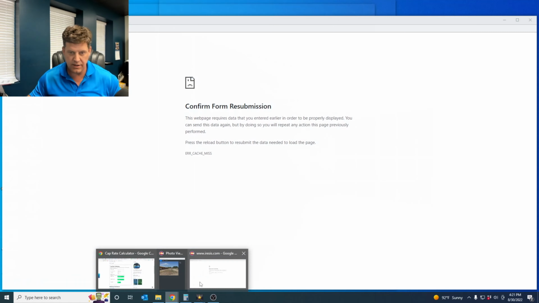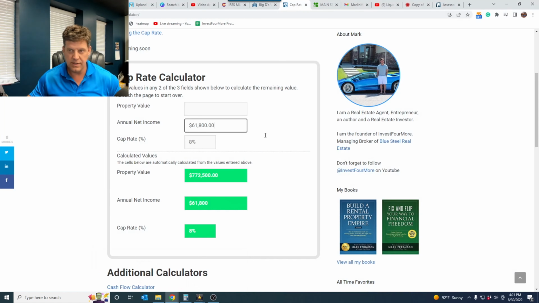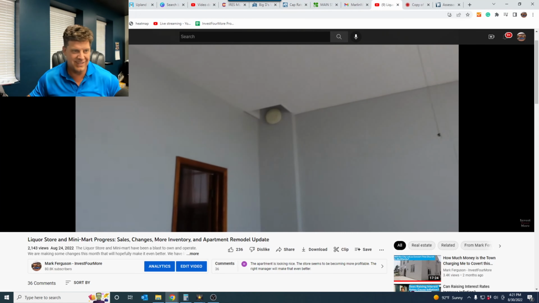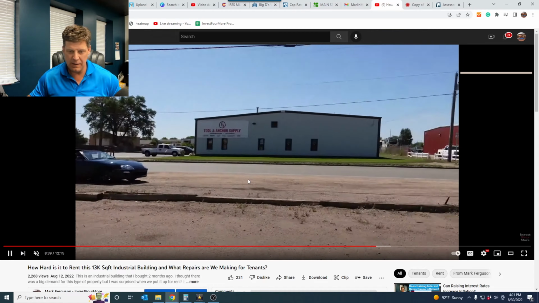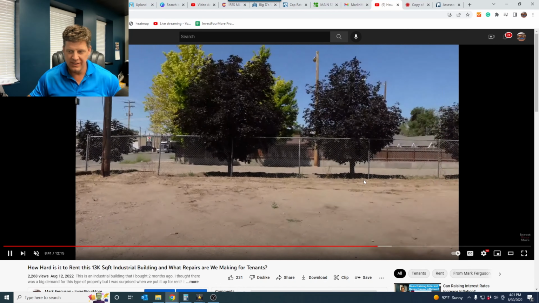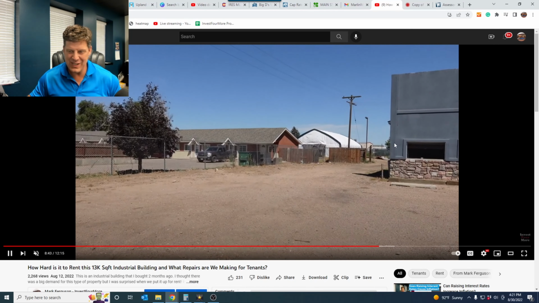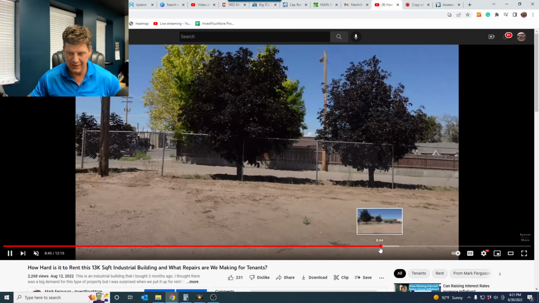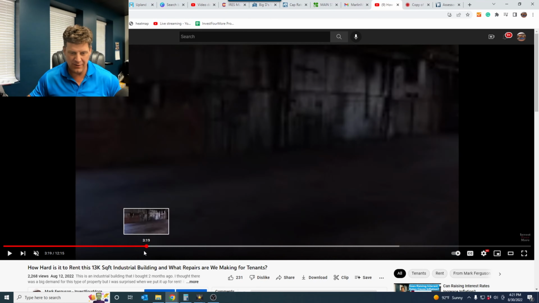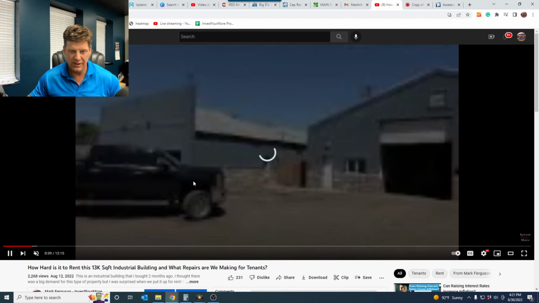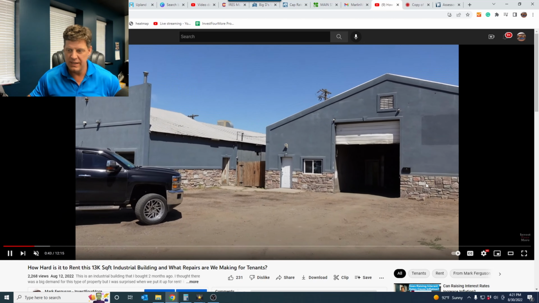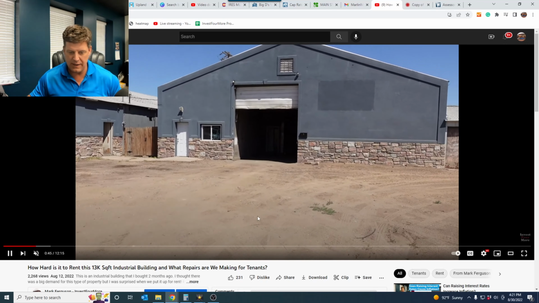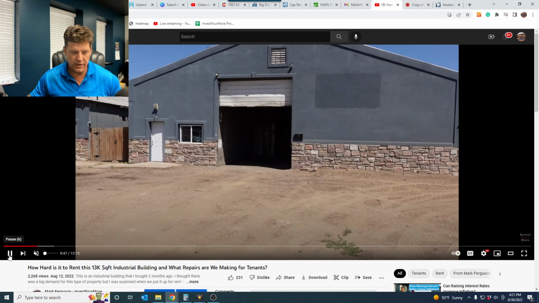Now, going to another one. This is an industrial property. It has 4 different spots that can be rented, and it was all vacant when I bought it. So what did we do here?